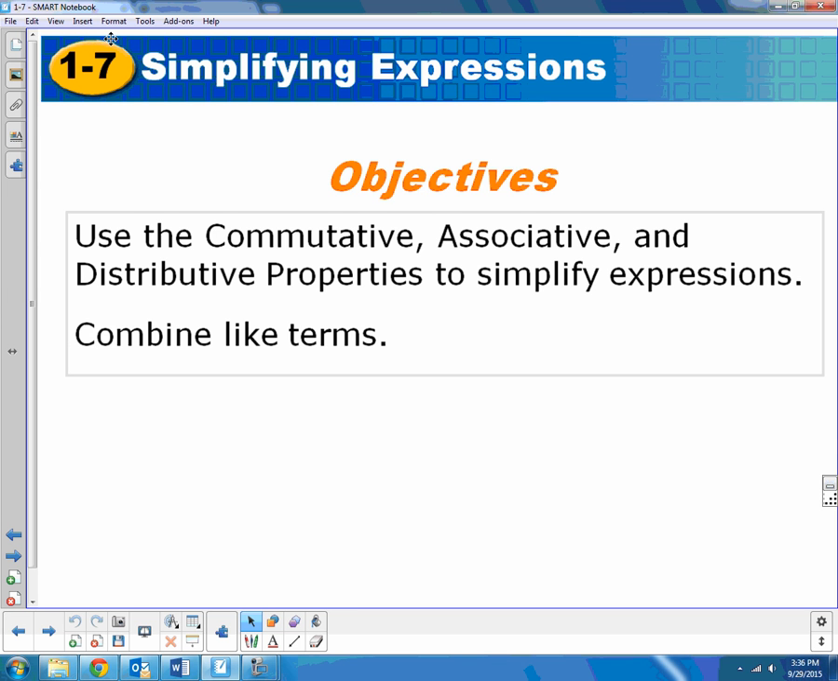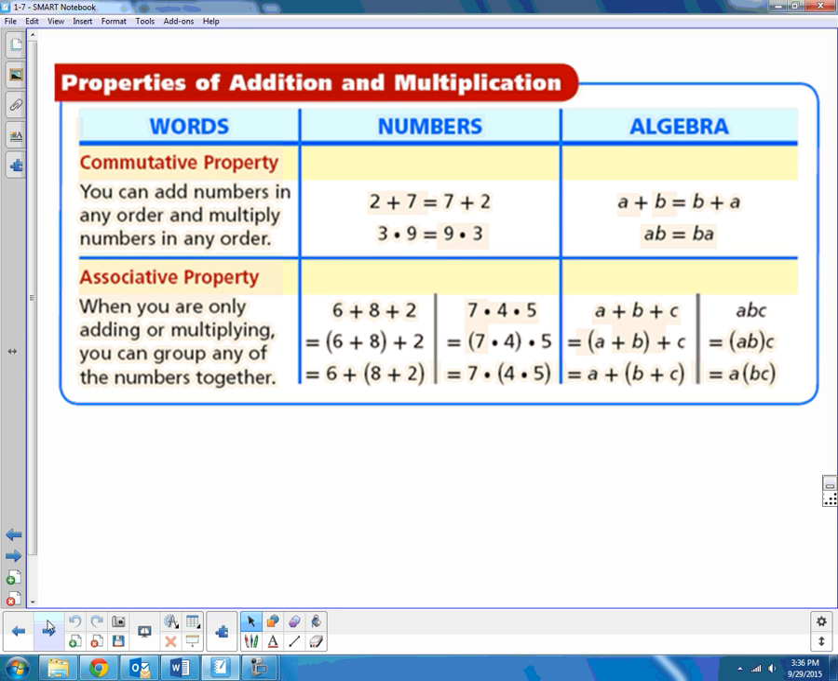So we're going to be using commutative, associative, distributive properties to simplify these expressions, combine like terms. And we're going to have 2 videos on this. So the first thing, different properties, commutative.